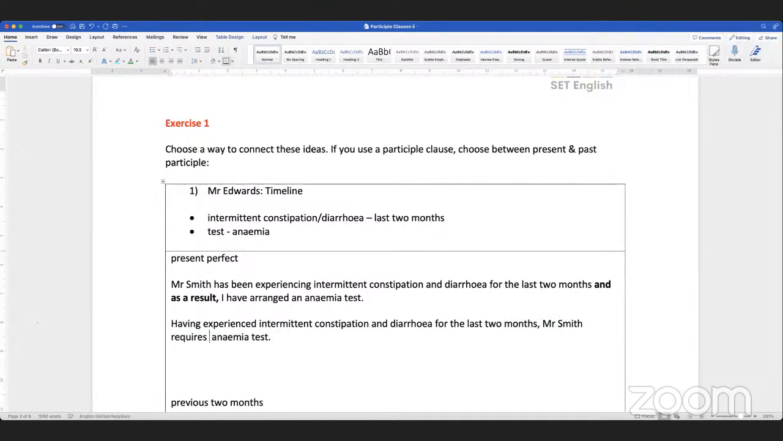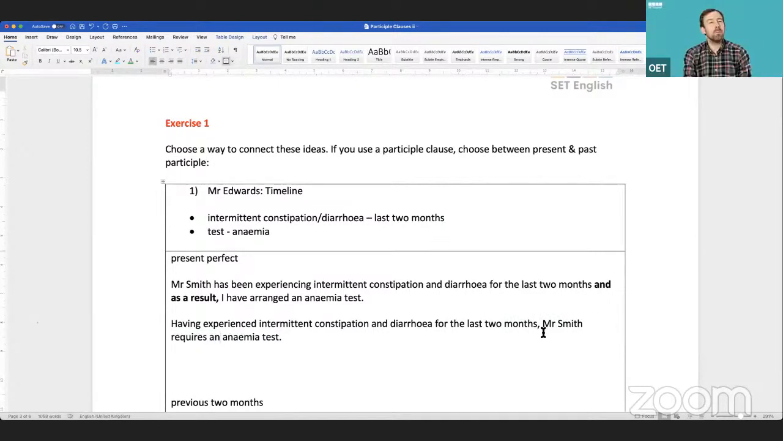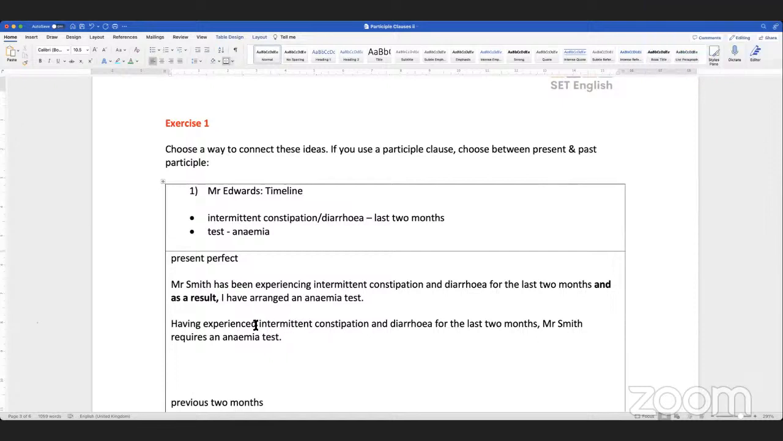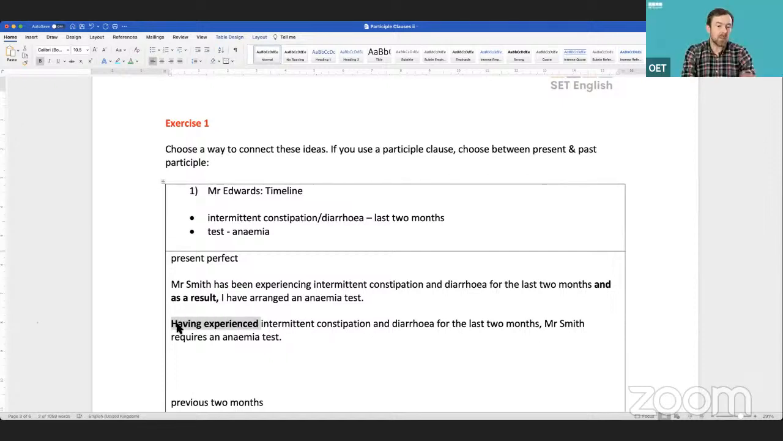Well, Mr. Smith wouldn't suggest, would he? He wouldn't say, I think I need an anemia test. You say that. So let's just use it as we've got now. Having experienced intermittent constipation and diarrhea for the last 2 months, Mr. Smith requires an anemia test. In this case, we've done present perfect in the first one. And then in another one, we've chosen present simple.